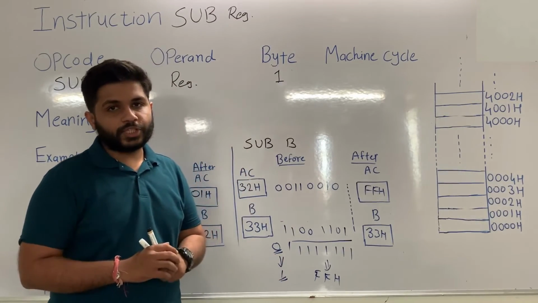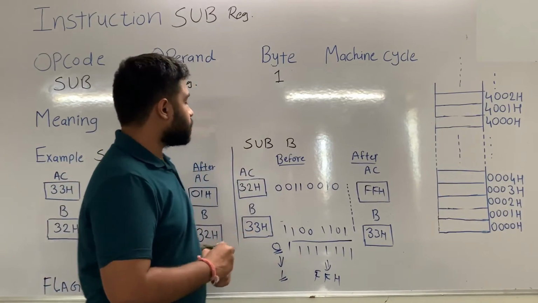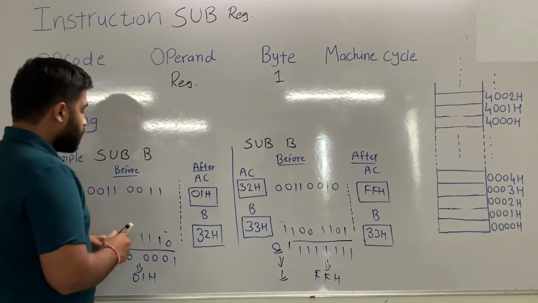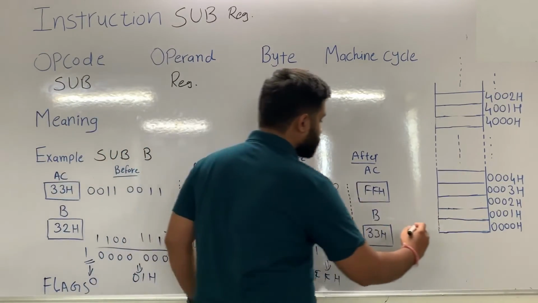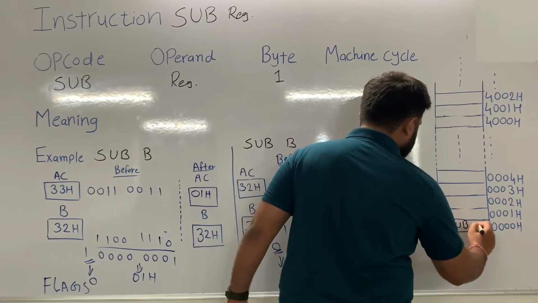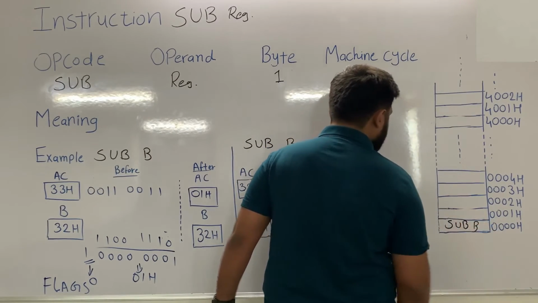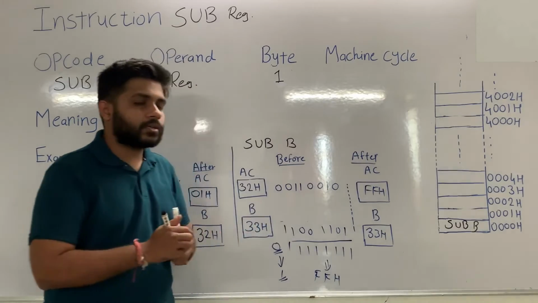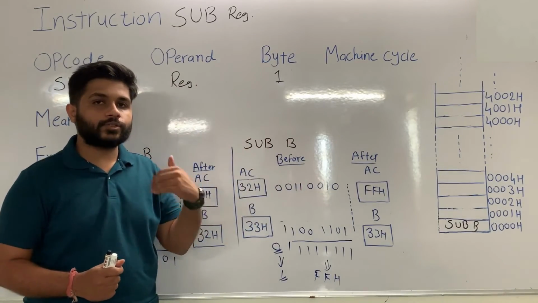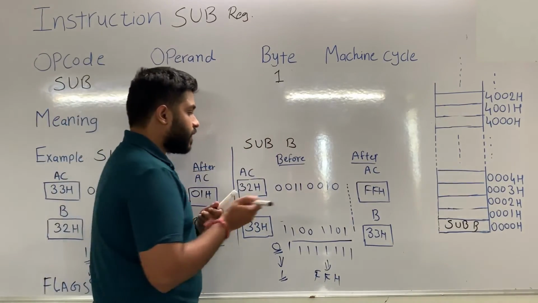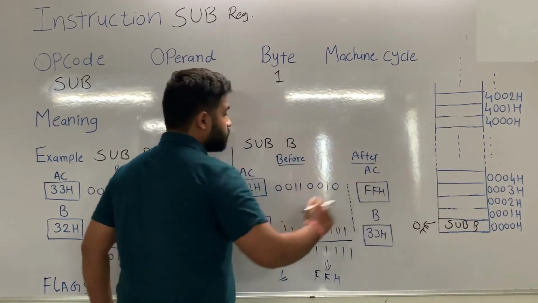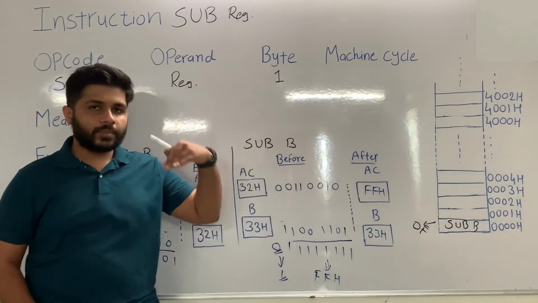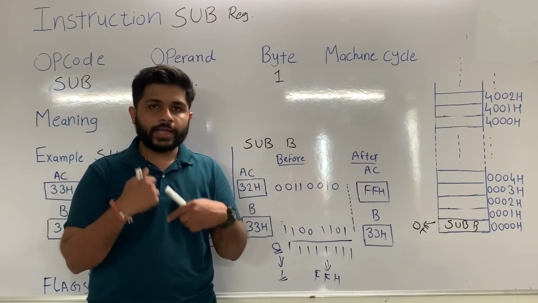Now let's see the machine cycle. Because this instruction is 1 byte, when we give this instruction in the memory, it will occupy only one memory location. So this whole instruction will be stored, that is SUB B. After the instruction is stored, the processor will start doing its work, that is to fetch, decode and execute. To fetch the instruction, the processor will perform the machine cycle opcode fetch. When it performs the opcode fetch, the instruction will be transferred to the processor. Processor will decode and execute.